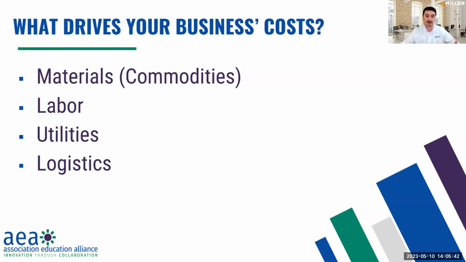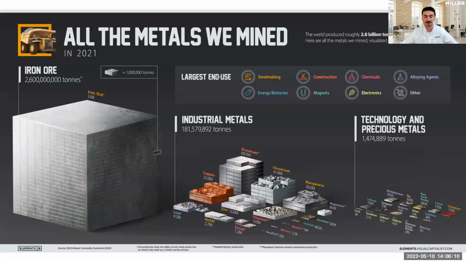And of course, we have these four key elements that I mentioned earlier: the material side, which is primarily commodities, the labor component, the utilities element, which measures the cost of energy and power to your business, and then logistics, which is focused on shipping, primarily truckload shipping, which is what the distribution sector obviously relies on to get products between warehouses to end customers and so on. So we're going to look at each one of these elements in a little bit more detail. And we're going to start with the commodity side.